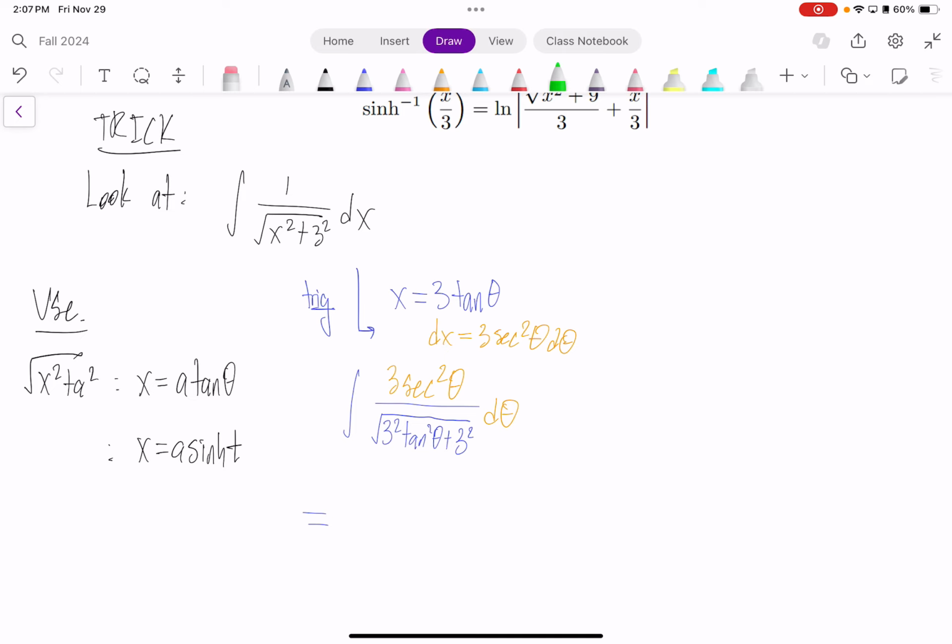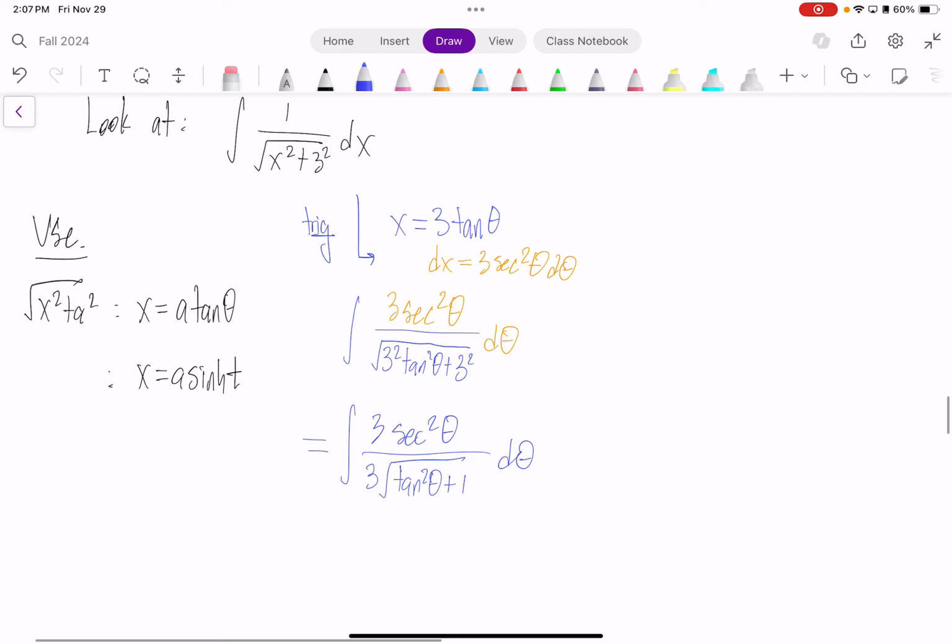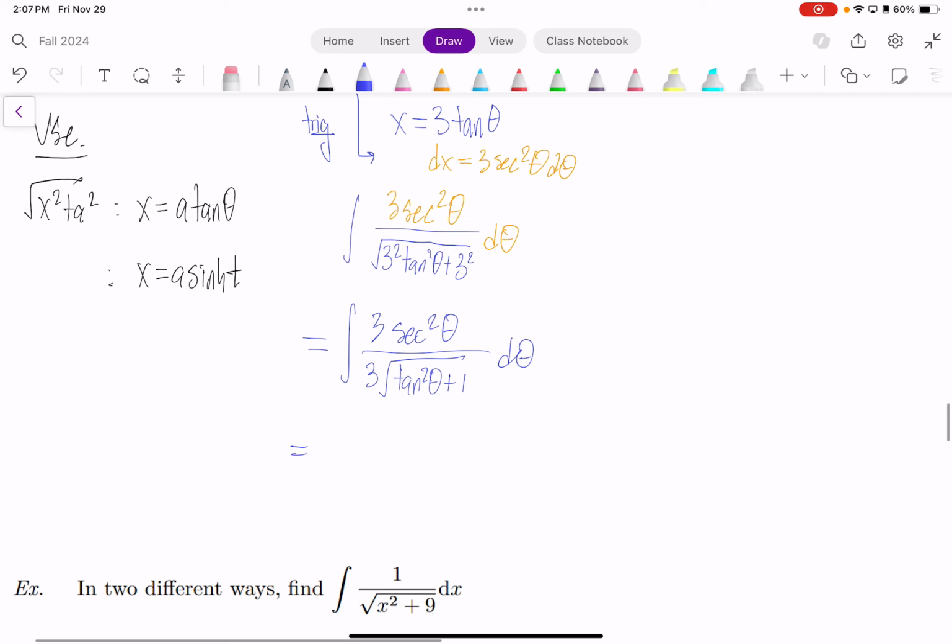If we pull out these 3 squareds, they're going to cancel with our 3. So we'll have 3 secant squared of theta over 3 times the root of tan squared theta plus 1. Wait, tan squared theta plus 1, that's just secant squared theta, or sorry, the root is just secant of theta. Good, is that what you're going to say? Yeah, good catch. And our 3's will cancel. So this is just the integral of secant theta d theta.